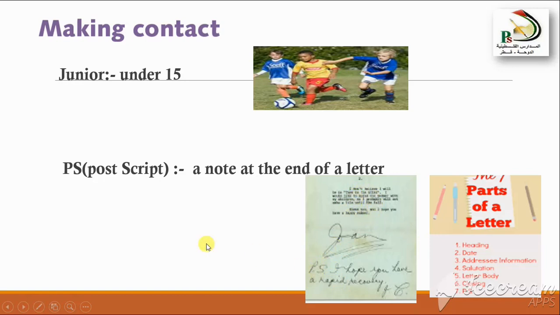Then what do you do? You add a PS. PS means postscript. And after the whole writing, you will write here PS, I hope you have a rapid recovery. Yes, it's difficult to read it. So postscript means that you remember something and you will add it in the end of the letter. I hope you remember it because you will find it later.